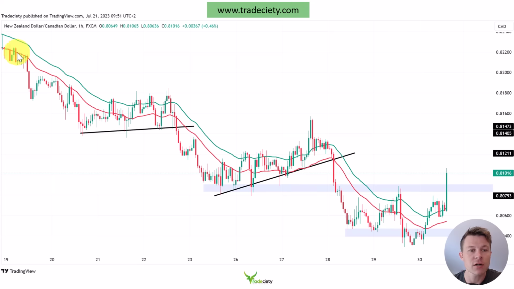How do you use the channel? First of all, you can use it to understand the trend direction. Where's the market trending, on the upper side or on the downside? And you can also use it to trail your stop loss along the moving average channel.